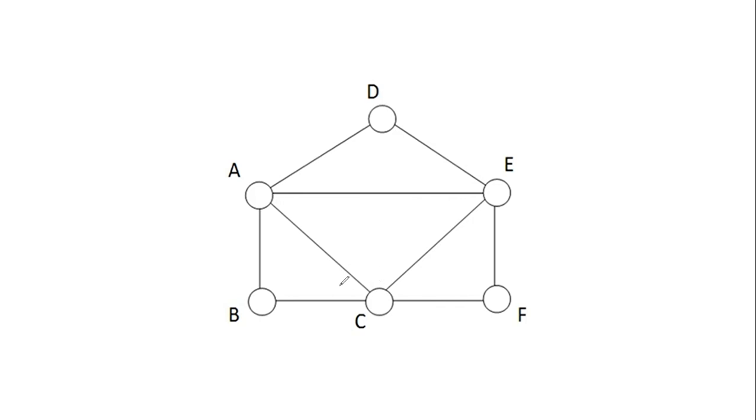So guys, remember, it's okay to visit the same vertex but not the same edge. So 1, 2, 3, 4, 5, 6, 7, 8, and the last one is 9. So we did it. We have visited every edge exactly once.